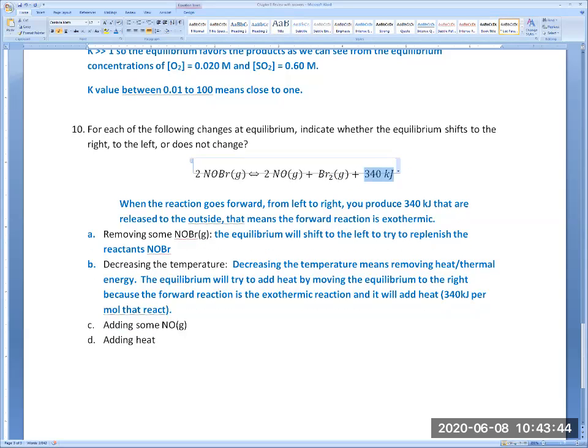So let's look at another example. We are adding some NO to the reaction vessel. So we have this mixture here of reactant and product, and we are adding NO. And NO here is among the products. So you're adding more of this. It's a gas, so you're pushing more NO gas into the reaction vessel. So what do you think the equilibrium will do?